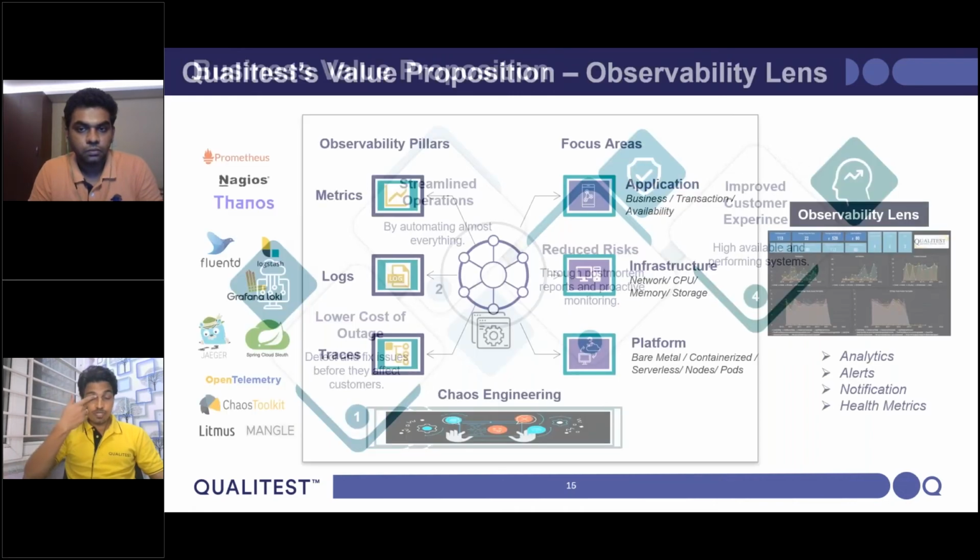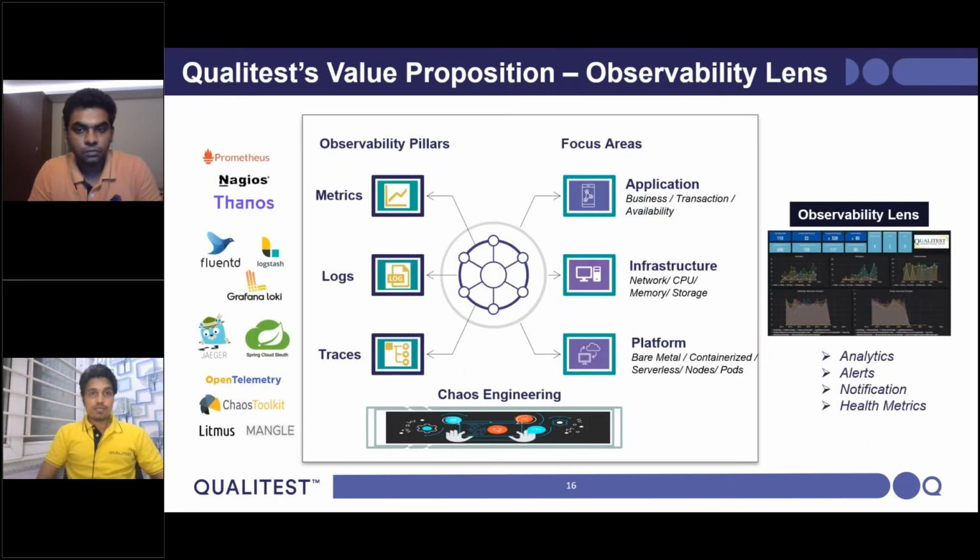Probably, I think I'll request Chokes to speak about this. The quality test value proposition is the observability lens. This is our internal in-house reference architecture framework for our SRE implementations. Maybe Chokes, you can speak a minute or two about this framework before we wrap.